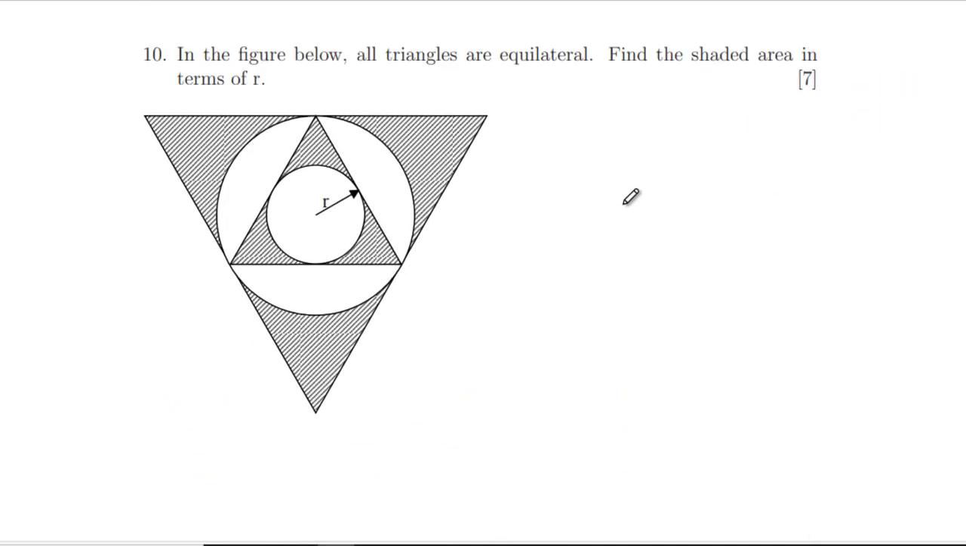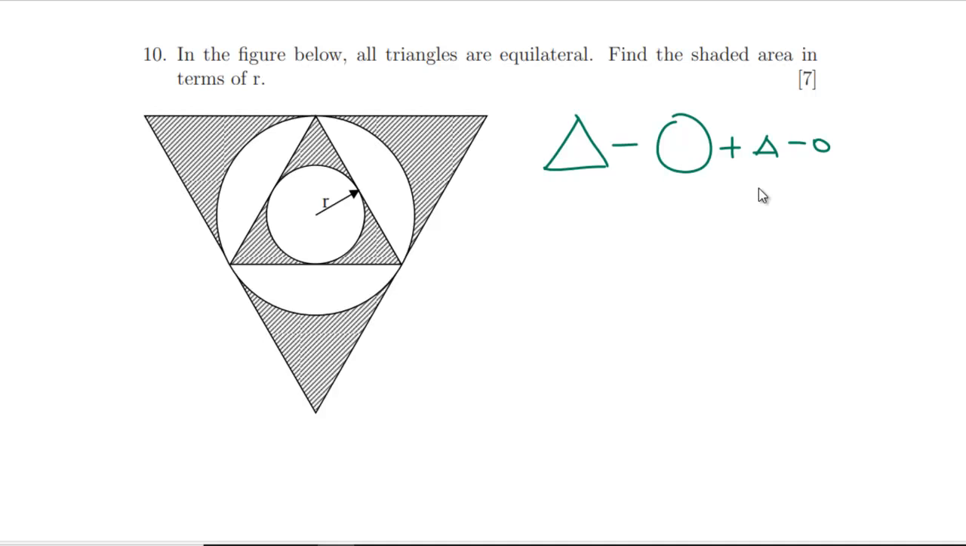Right, we've got another one. It feels like we've done quite a lot. This is the last one, the geometry question. In the figure below, all triangles are equilateral. Find the shaded area in terms of r. So what is the shaded area? We've got the big triangle, then we take off the big circle, then we add in the little triangle, and then we take off the little circle. That's what we're trying to work out.